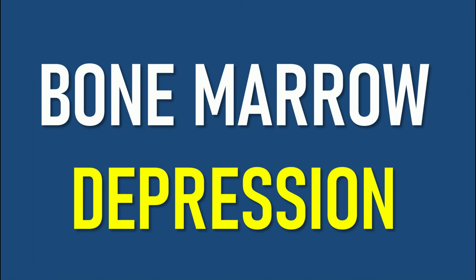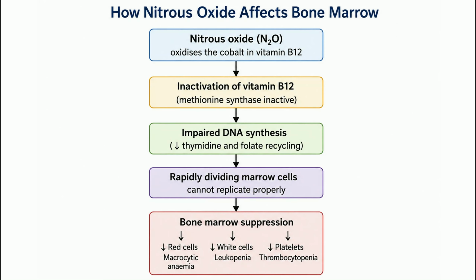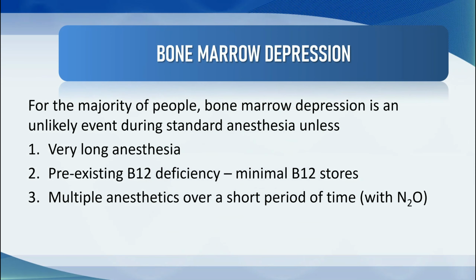Bone marrow depression. Nitrous oxide has a negative impact on both bone marrow and neurological tissue. It oxidizes the cobalt in vitamin B12 and inactivates it, thereby inactivating methionine synthase. This impairs DNA synthesis, and as a consequence, rapidly dividing marrow cells cannot replicate properly, and this results in macrocytic anemia, leukopenia, and thrombocytopenia.